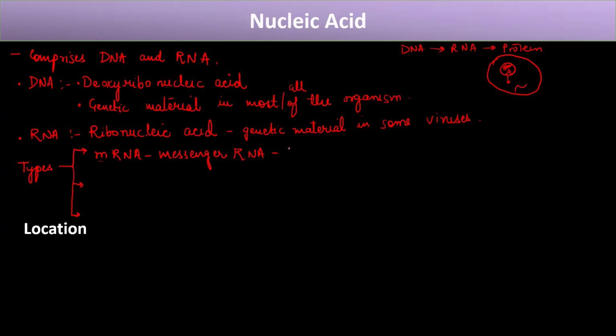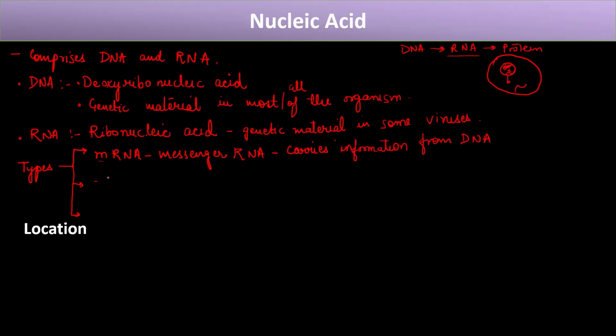So this mRNA, what does it do? It carries information from DNA. The DNA is not exactly getting converted into RNA; you can say that DNA is encoding the RNA. So this RNA carries the information from the DNA, and this RNA is the messenger RNA.